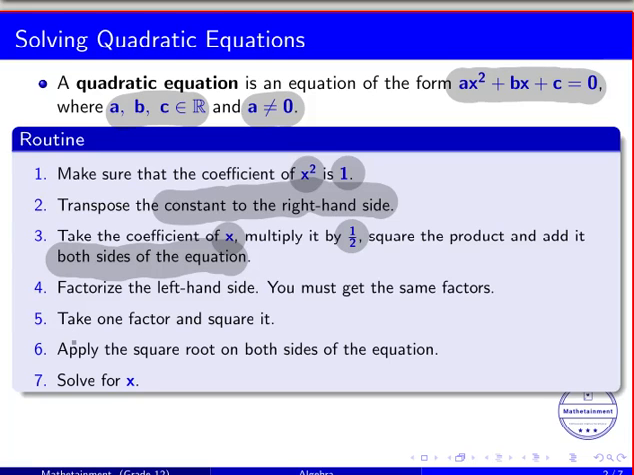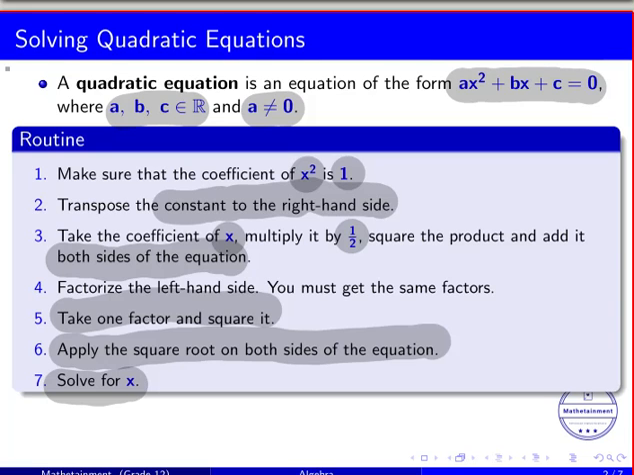Now, since the factors are the same, that leads you to your fifth step. That is, take one factor and square it. And then your sixth step is apply a square root on both sides of the equation. And then your seventh step, I just say solve for x, because whatever you are going to come up with after applying a square root on both sides of the equation, which is step 6, will be pretty simple. So that's why I say on step 7, solve for x. Things are now supposed to be simple from here.